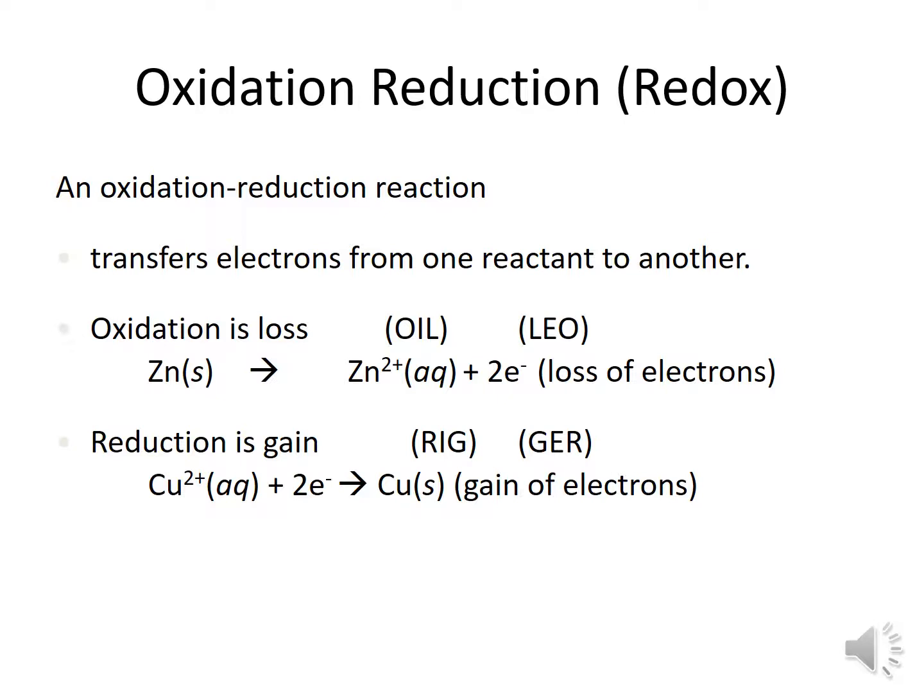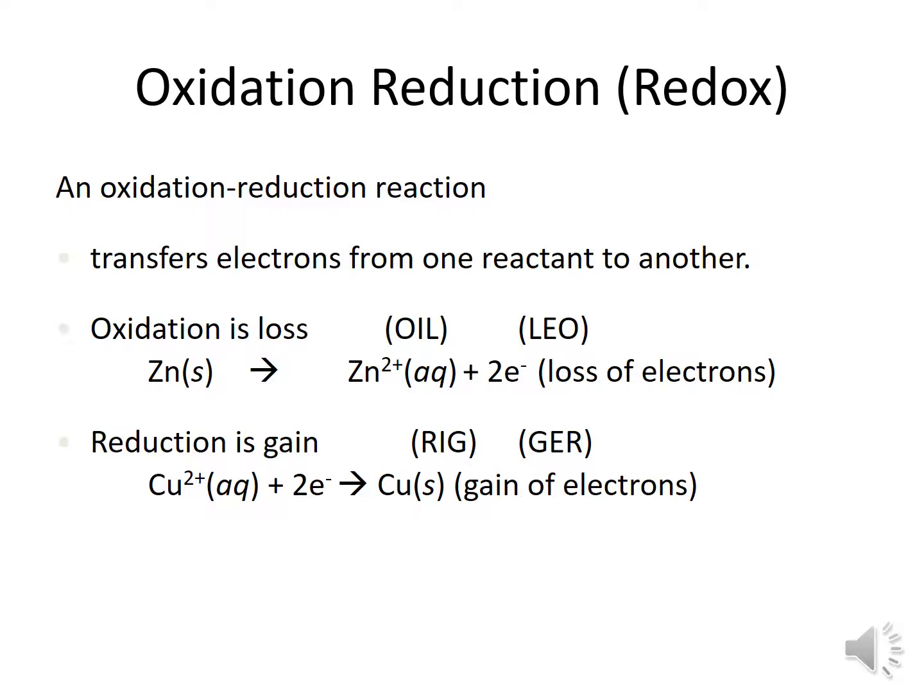Now you might think, well, how am I going to remember these words? OIL, RIG. GER isn't even a word. But if you think about it, oil rig are two words that typically go together. An oil rig is something that drills oil wells. So OIL: oxidation is losing. RIG: reduction is gaining. Might help you remember which is which.